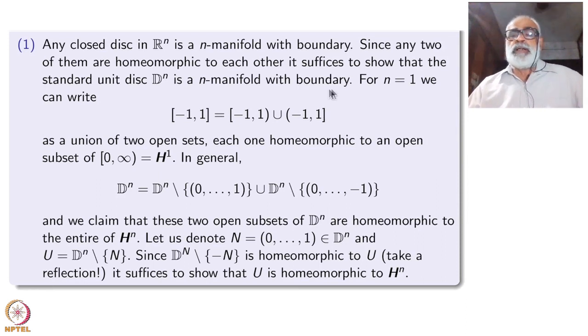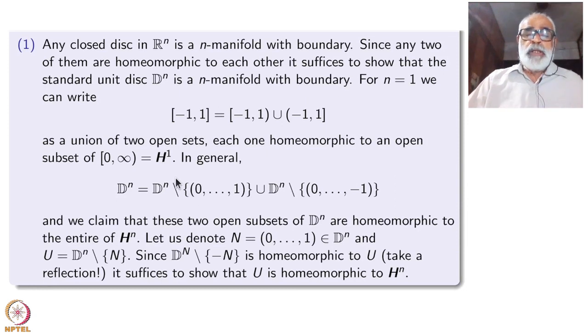Let us look at first the case n equal to 1. Then this closed disk is nothing but minus 1 to plus 1, the interval, right? You can write it as minus 1 closed to 1 open union minus 1 open to 1 closed. I have written it as two open subsets of this closed interval. Each of them is clearly homeomorphic to 0 closed, infinity open, that is H1. So I have given an atlas. There are two charts here.